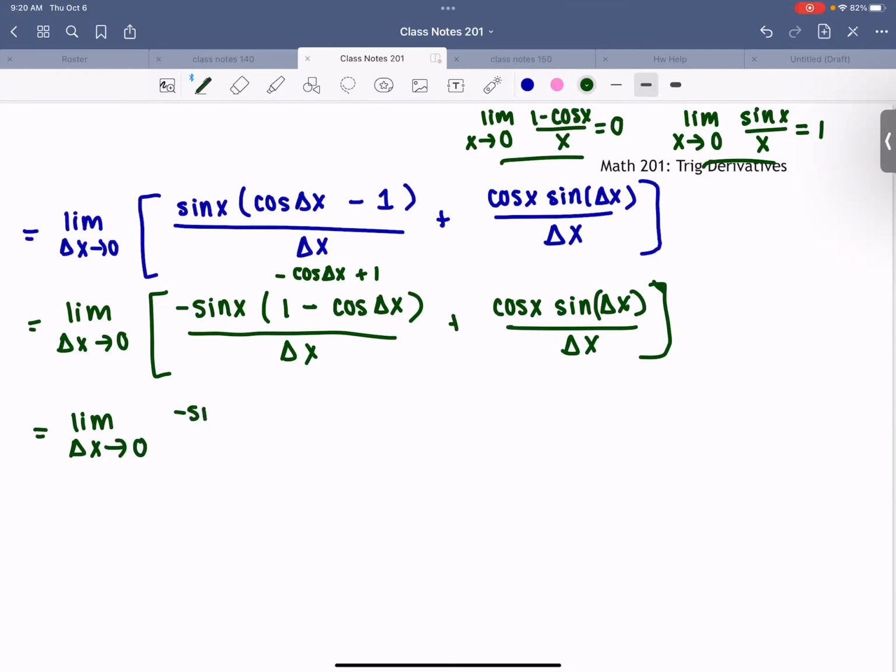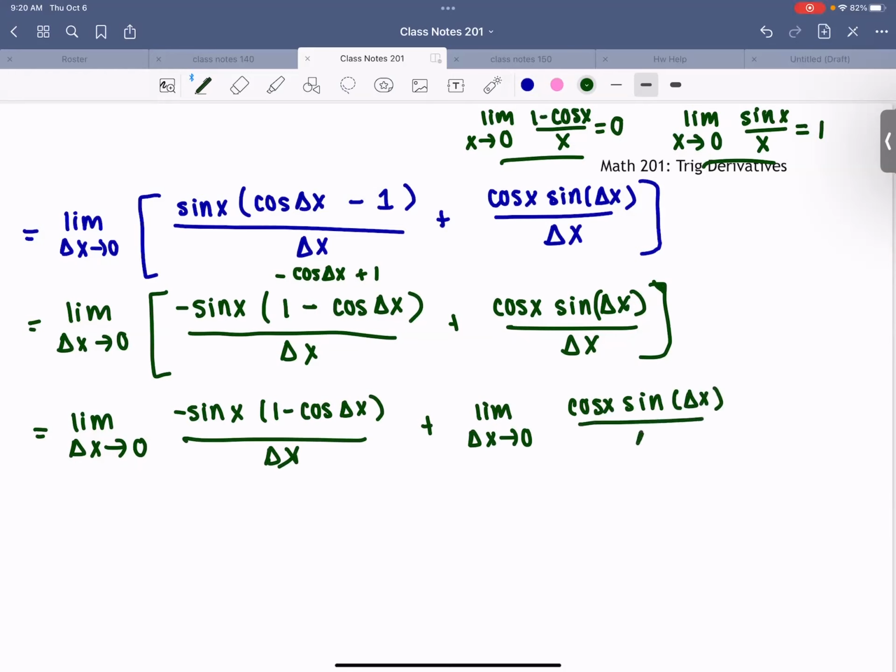Okay, whenever I have an addition inside my limit, I can always split that up into two different limits, right? So this would be the limit as x goes to 0 of sine x, 1 minus cosine delta x over delta x, plus the limit as delta x goes to 0 of cosine x sine delta x over delta x. So I just split up the limit of addition into an addition of limits, okay? And when we have multiplication of limits, we can actually split that up into two different multiplied limits as well, okay? So what I'm going to do is I'm going to take the sine x and the cosine x and split them into their own limits.